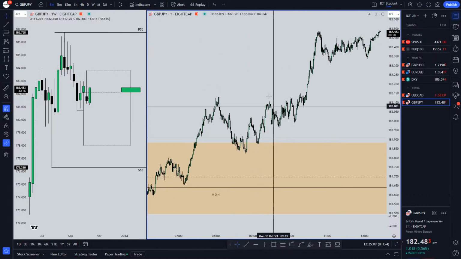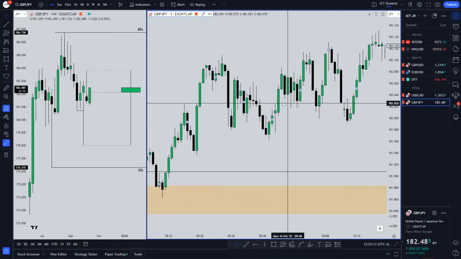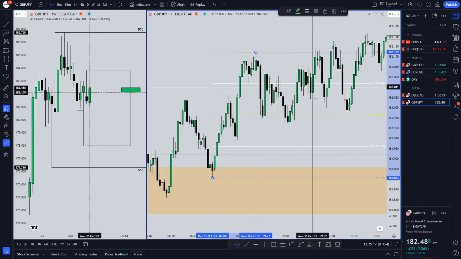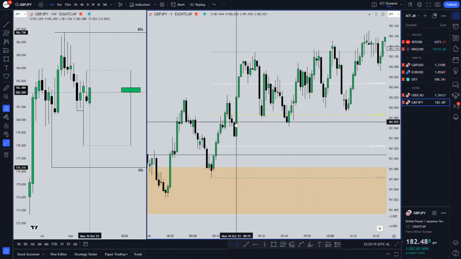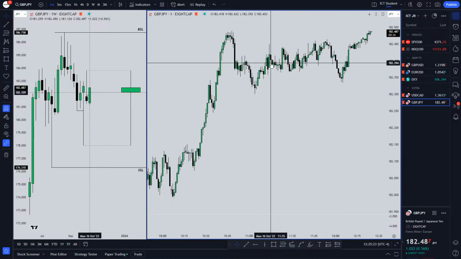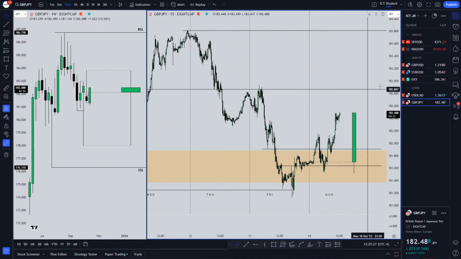So that's kind of why, like around here, this would have been very, very simple, just waiting for it to come back down to a dealing range. Yeah, come back down to a discount, take a buy, and then you hold it. Simple as that. Just following the wave, the trend, the continuation of the higher time frame.